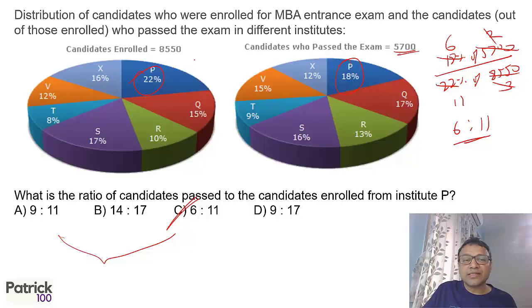Because 5700 itself is smaller than 8550, and 18 is smaller than 22, technically the first will be much smaller than the second. 9 and 11 not possible. So 6 and 11 could be the answer.